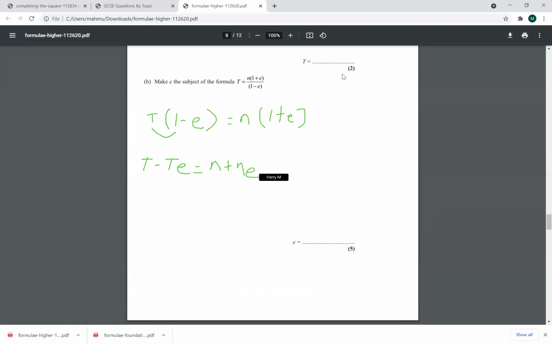Now it's easy for you to start rearranging things. Okay. Then I can do. Wait, e subject? So I'd have to separate the e's. But you can't separate the e straight away. So you have to go through the process.